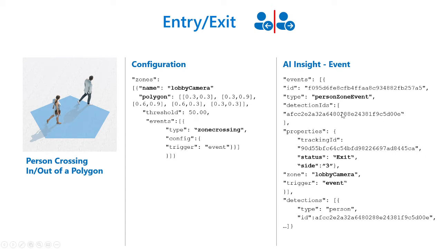To the right, notice the sample of the AI insights JSON, which indicates in this case the person exits the polygon at the side of the polygon that they crossed. In this case, the side three. If we count like this, 1, 2, 3, 4, 5, exit like here.